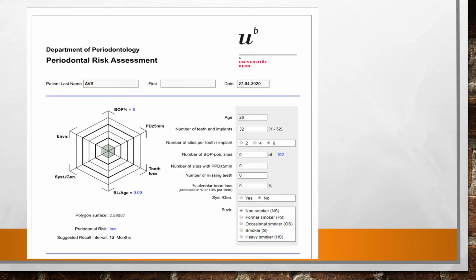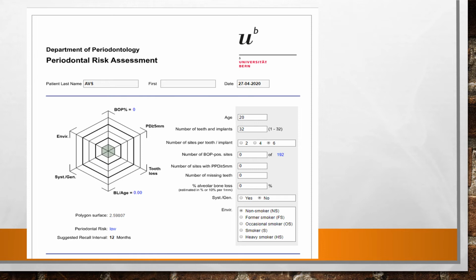So these are some of the examples that have been done previously. So this is the number of teeth and implants. You have to assess age. You have to note down the number of sites per tooth or implant and the number of bleeding on probing sites you have to give. So that is the number of sites, the number of missing teeth and alveolar bone loss.